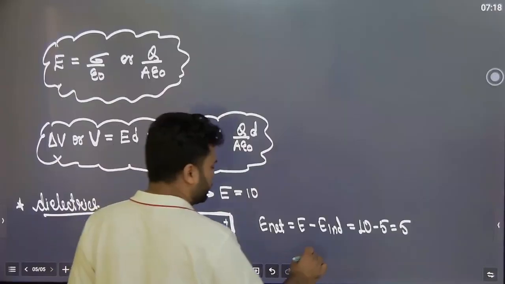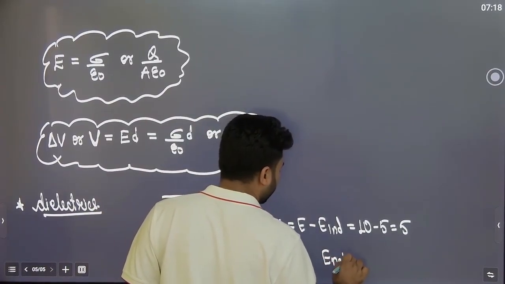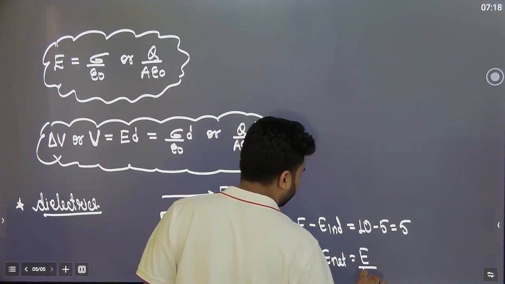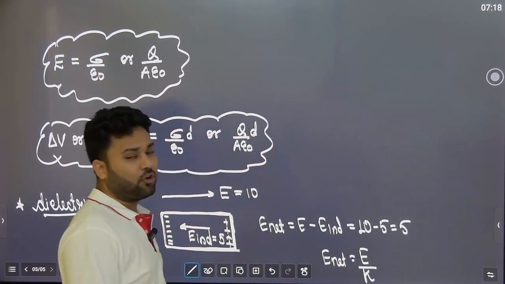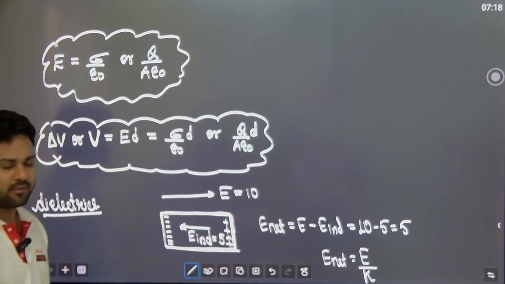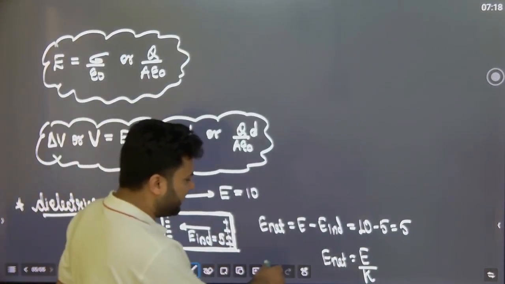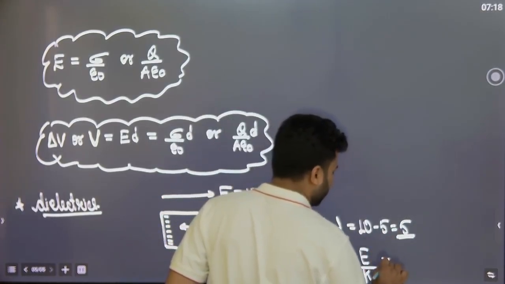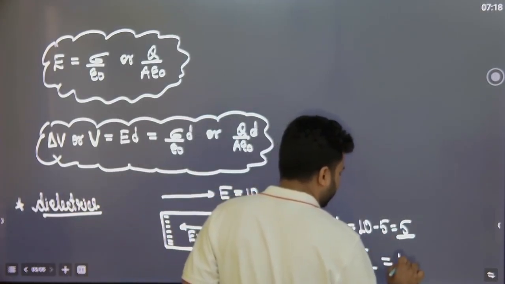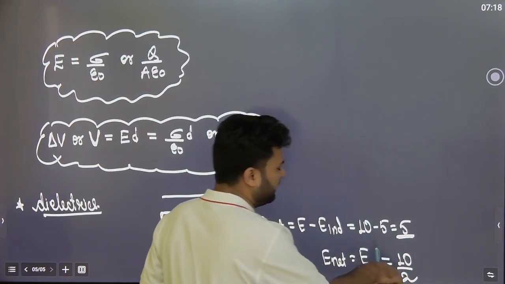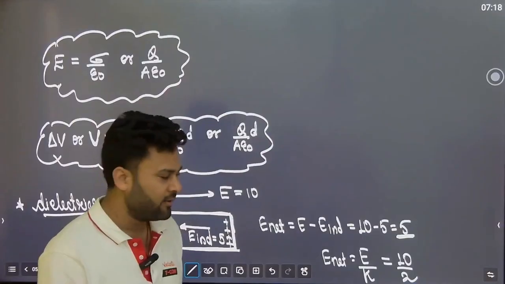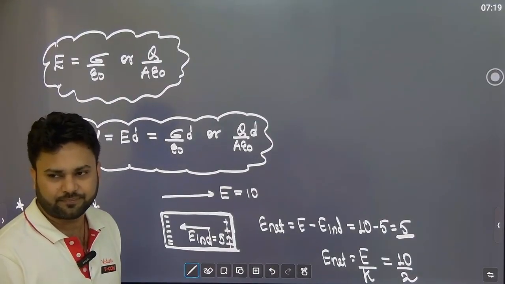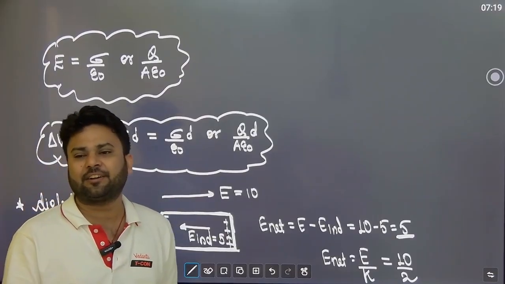Now we can also write it like this: net electric field equals the external electric field divided by one factor, which is called the dielectric constant of the medium. Like in this case, the net electric field was 5, equal to the external electric field, that is 10, divided by 2. 10 by 2 is 5. So this 2 is the dielectric constant of this medium.